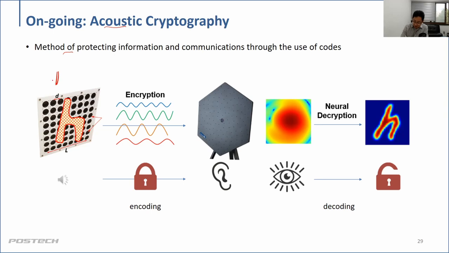So we built this experiment setting, and instead of a microphone array, we have an array of speakers like that. We say we want to send out H, so we turn on the speakers located in the H shape and make sound on it. This is the sound that you're going to hear. And actually such sound carries H, the alphabet.